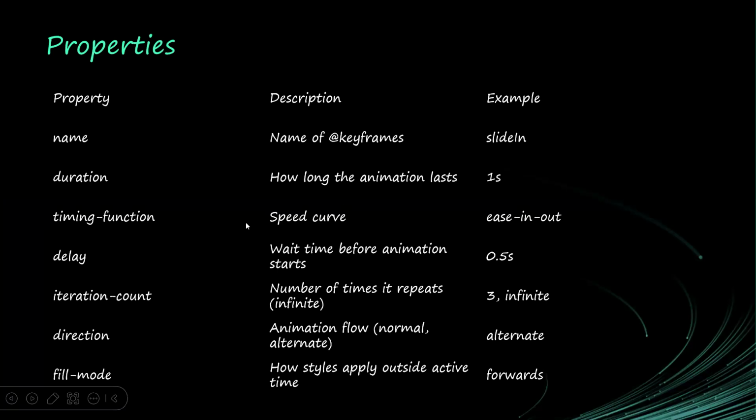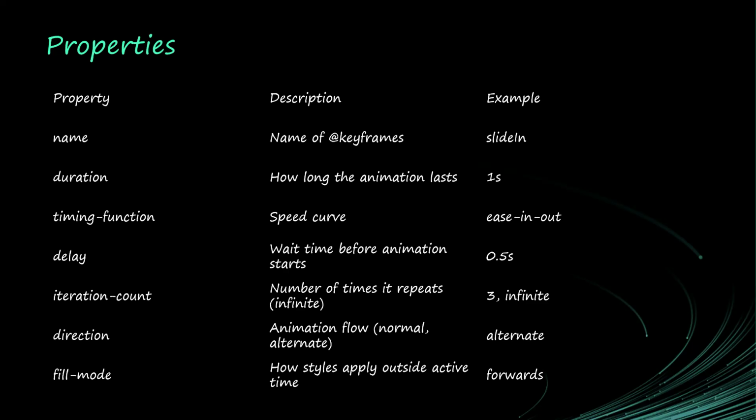So we have a couple of example properties here. The name of the animation, that's the name of the keyframe, the duration, the timing function, the delay. Then iteration count is how many times this animation will occur. You can say one time, two times, three times, or infinite. When it is infinite, it will just go back and forth, back and forth. Then the direction. The direction is the animation flow. The normal flow is from left to right, that's forward, or it can alternate back and forth.